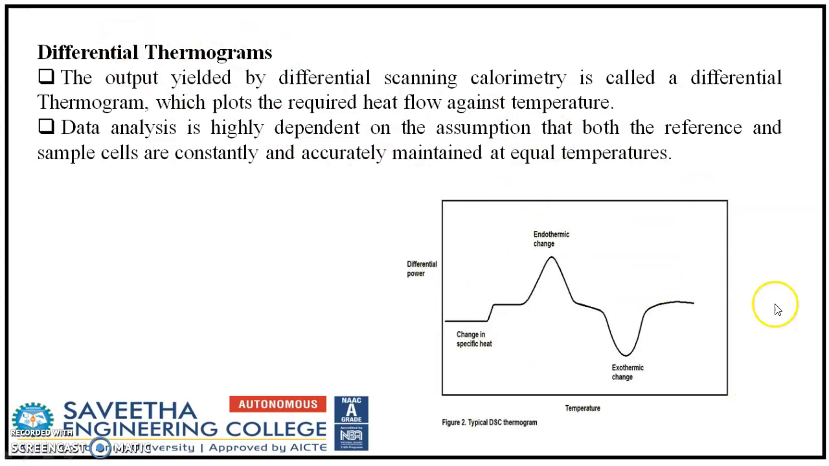This is called differential thermograms. This is the result we are getting from the instrument, differential scanning calorimetry. The output yielded by the DSC is called differential thermograms, which plots the required heat flow against temperature. The data analysis is highly dependent on the assumption that both the reference and the sample cells are constantly and accurately maintained at equal temperature. Both are maintaining the equal temperature, and they are measuring the heat change between the sample and the reference column.